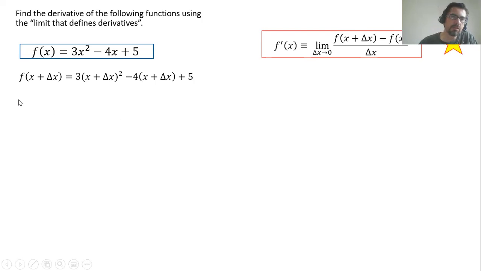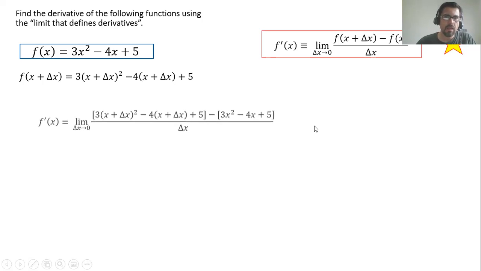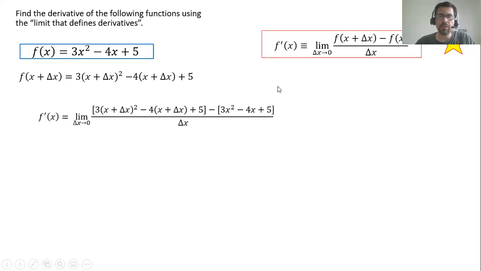The first thing we do is find the function at x plus delta x by substituting x plus delta x in every place we see x in the original function. So f at x plus delta x is equal to 3 times (x plus delta x) squared, that binomial squared, minus 4 times (x plus delta x) plus 5. Then we substitute into the difference quotient, into the definition.